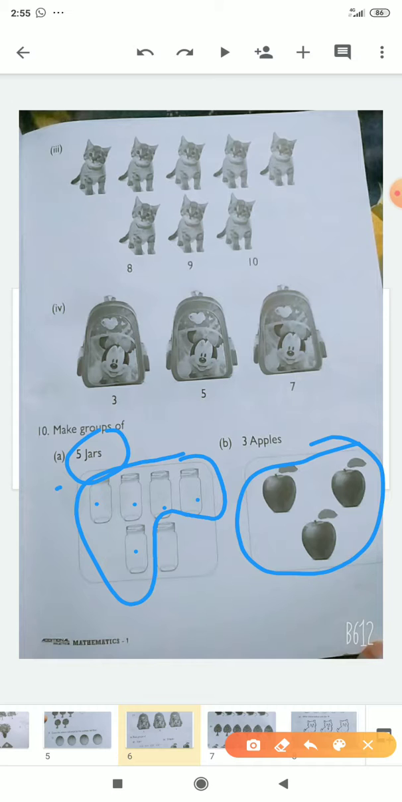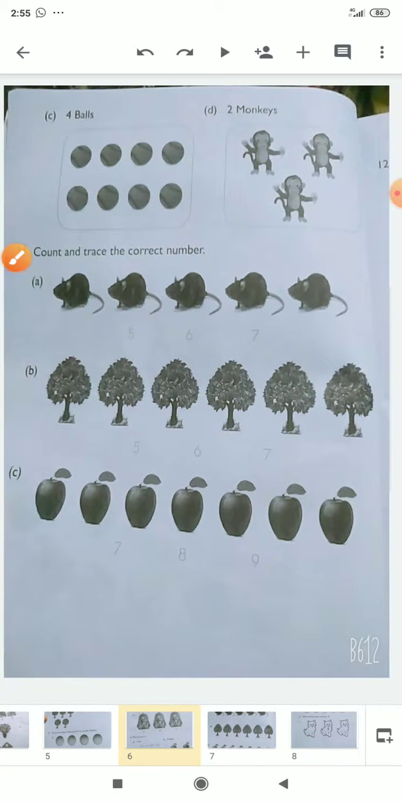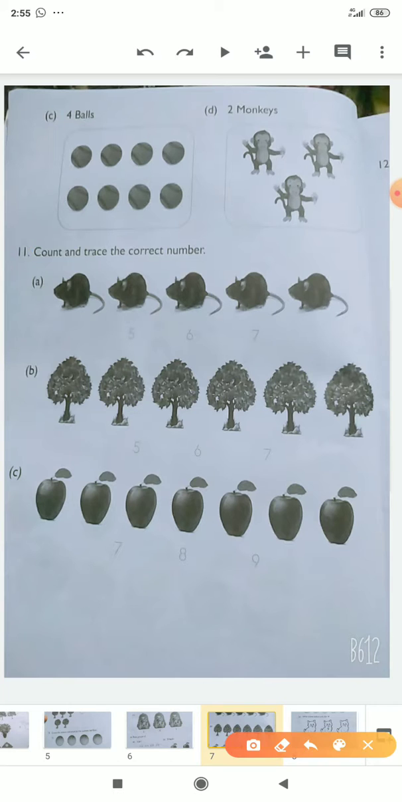Okay, now jump to the next page. On the next page, same question, we have to make a group of 4 balls. Let's start to count. 1, 2, 3, 4, 5, 6, 7, 8. But how many balls do we want? We want only 4. So we have to make a group of only 4. If you see inside the circle, we have only 4 balls inside the circle. It means we have done with a group of 4 balls.